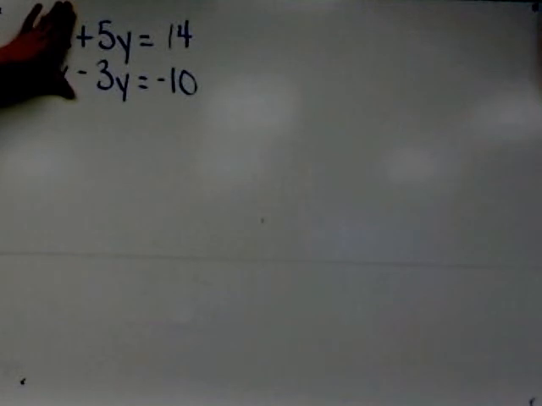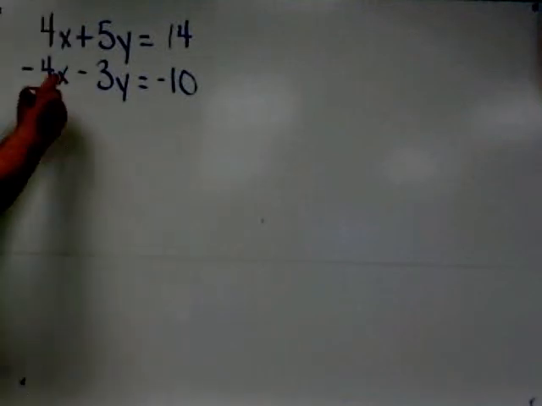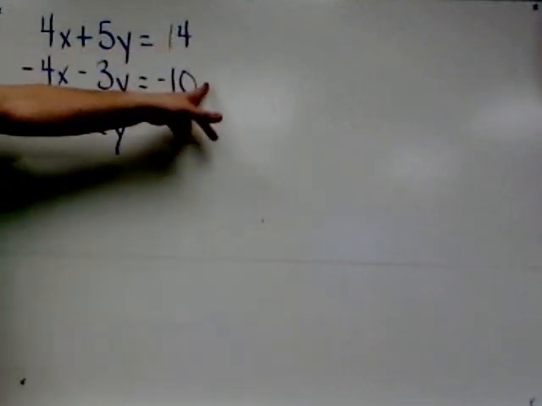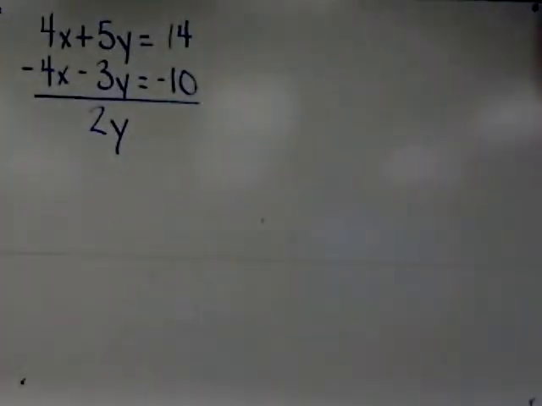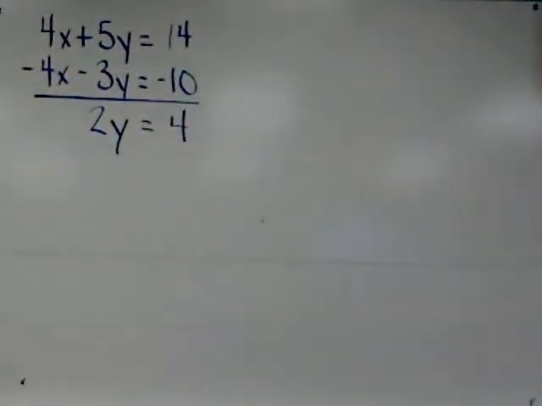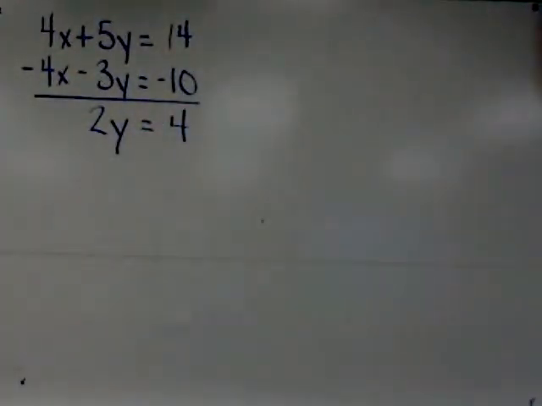5y and negative 3y joined together are going to make 2y for me. And 14 and negative 10 joined together for me are going to make 4. And again, the equal sign drops right down. So now I need to solve that equation.